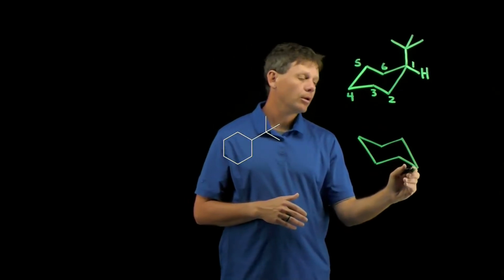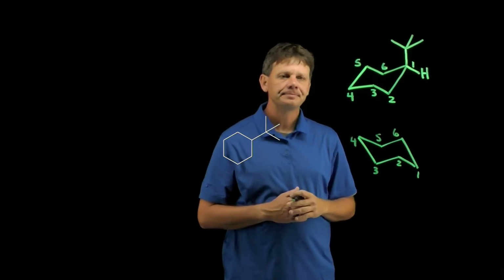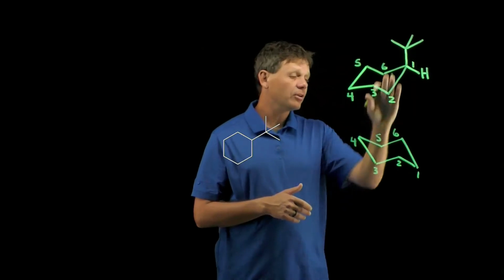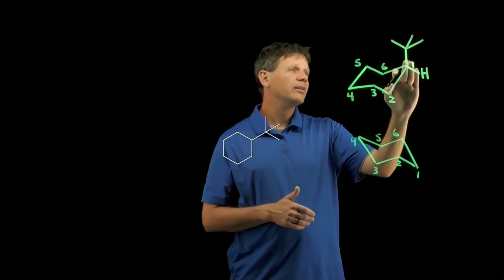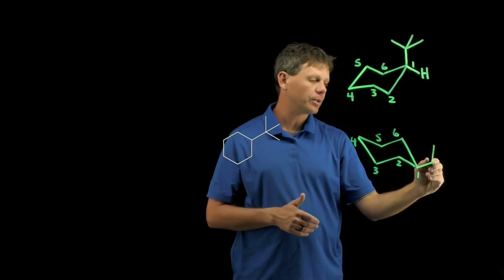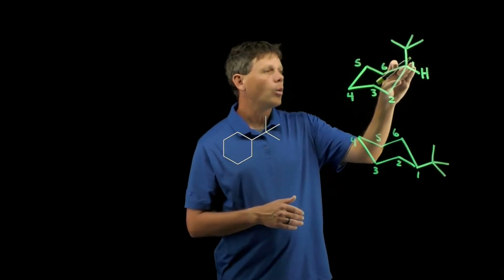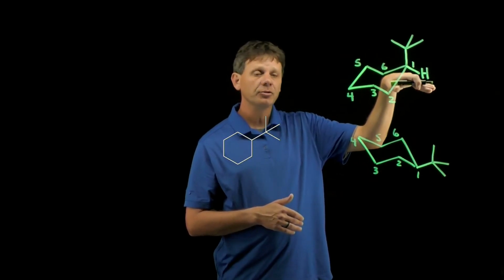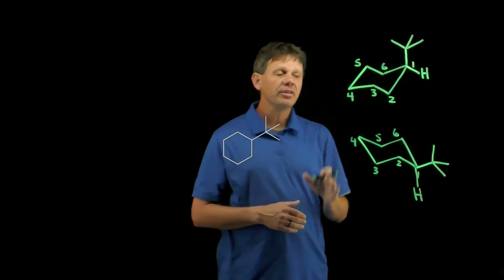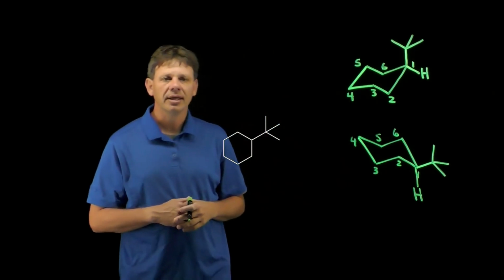Keeping the numbering the same, 1, 2, 3, 4, 5, and 6. What you notice, carbon 1, that was the up flap, still has two substituents, but now instead of the axial substituent being the up substituent, now the equatorial substituent is the up substituent. And so that's where we will put our tert-butyl group. What was the equatorial and down substituent is now the axial and down substituent. And so this represents the two chair conformations of tert-butyl cyclohexane.